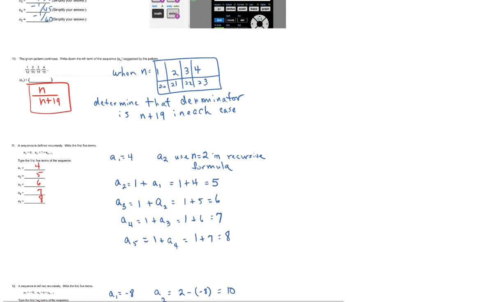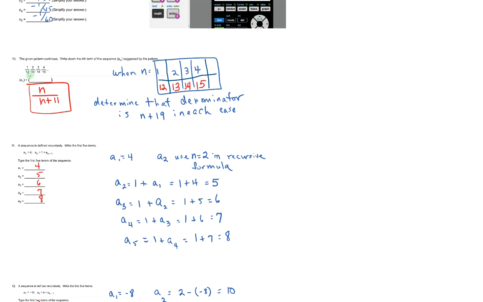Let's look at number 10. So on number 10, you're given a pattern, and they're wanting you to come up with the sequence, what it should be. So if you think about the chart and we let n be 1, 2, 3, 4, how did we get to the bottom, and what is the pattern that we're seeing?